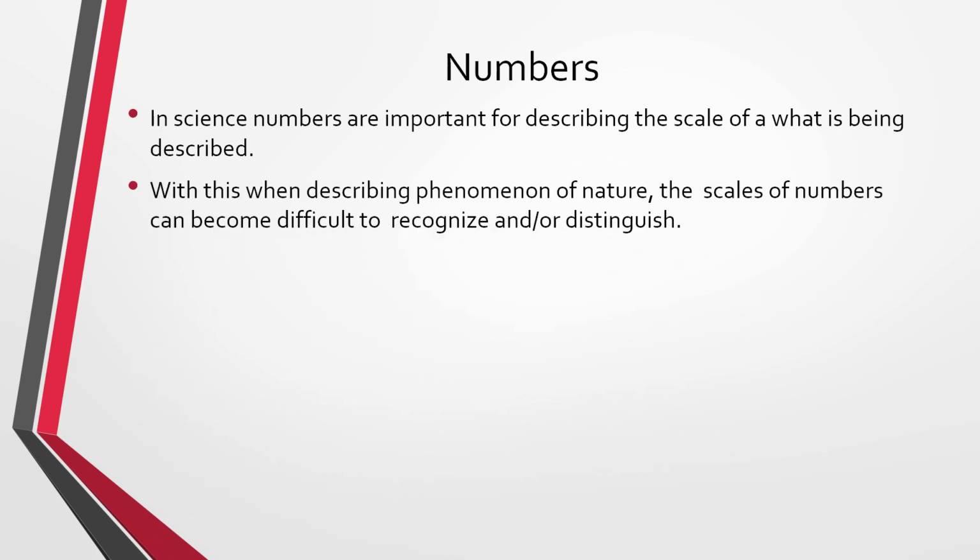But with this, when describing phenomena in nature, the scales of numbers can become difficult to recognize and or distinguish. The example is these two numbers below. One of the numbers above is 10 times the size of the other number. Just look and say which one. Maybe you can tell which one. If this was referring to the size of a muffin, you might be very shocked or disappointed. This is why scientific notation is utilized.